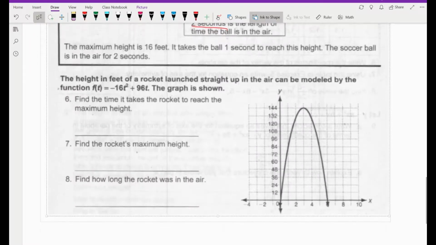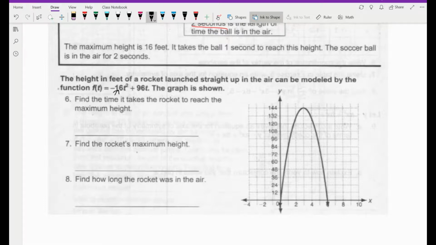Let's look here. Now, let's do one word problem together. The height in feet of a rocket launched straight up in the air can be modeled by the function f of t equals negative 16t squared plus 96t. Now, this problem is in English units. By English units, I mean in feet, not meters. This is why we see this negative 16, because this is related to gravity.